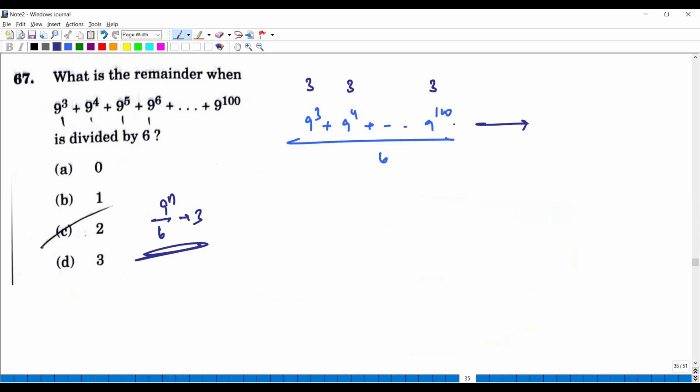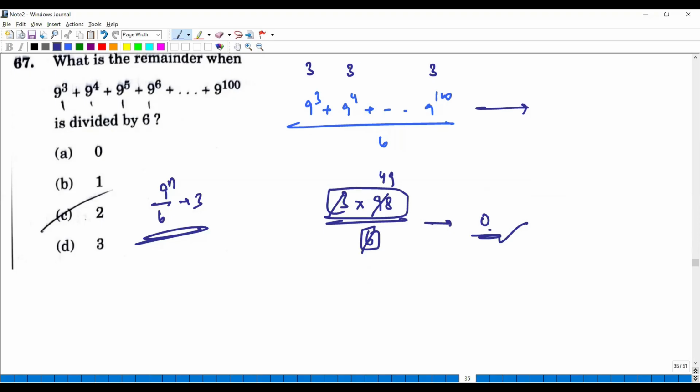And how many 3s are there? 100 3s, divided by 6. So perfectly divisible. So there is nothing left in the denominator, which means the numerator is perfectly divisible by 6. Therefore, the remainder is 0. Or else you can use the sum of numbers in the geometric progression, then also it will be divisible by 6.